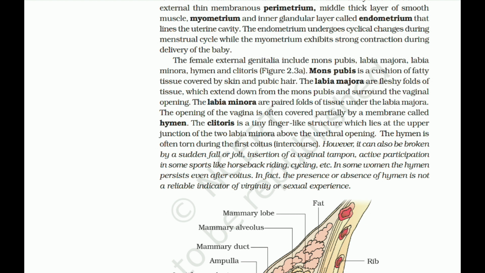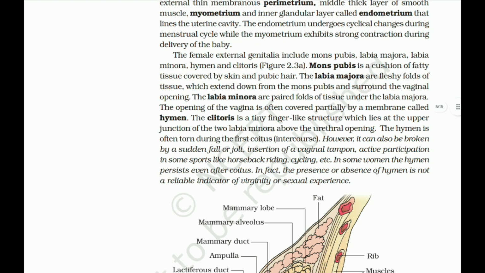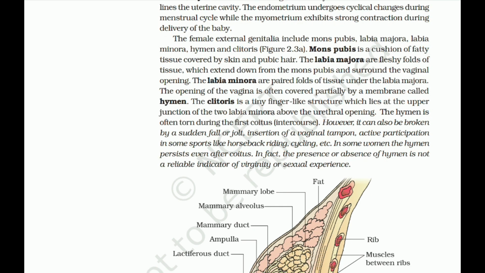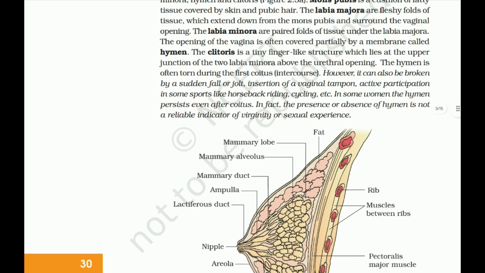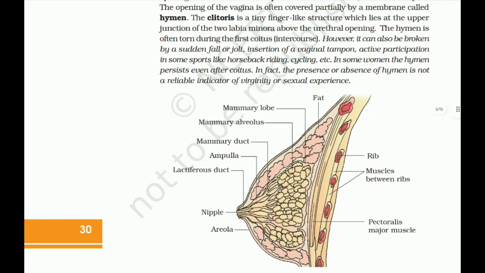However, it can also be broken by a sudden fall or jolt, insertion of a vaginal tampon, or active participation in some sports like horseback riding, cycling, etc. In some women, the hymen persists even after coitus. In fact, the presence or absence of the hymen is not a reliable indicator of virginity or sexual experience.